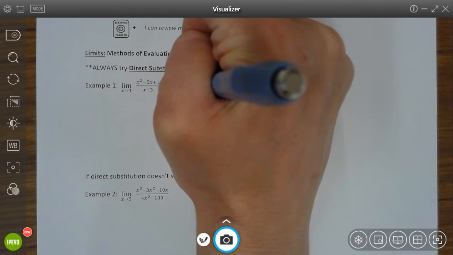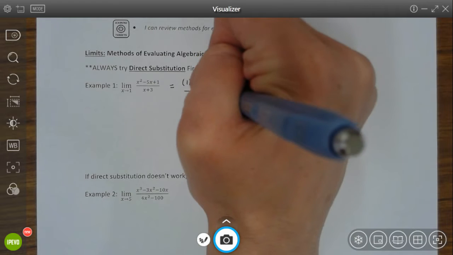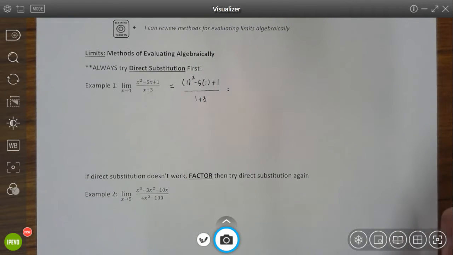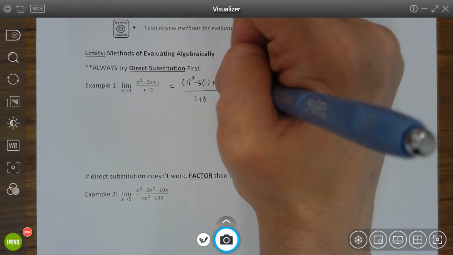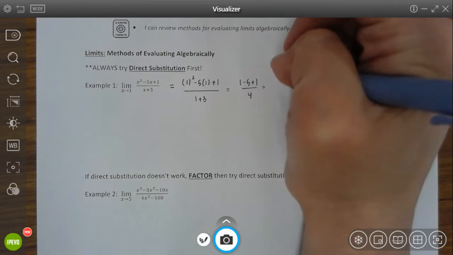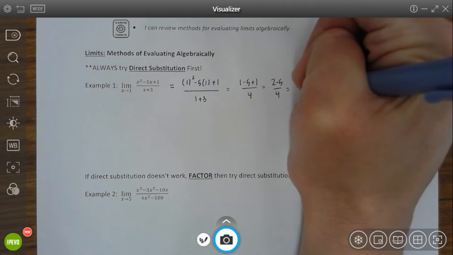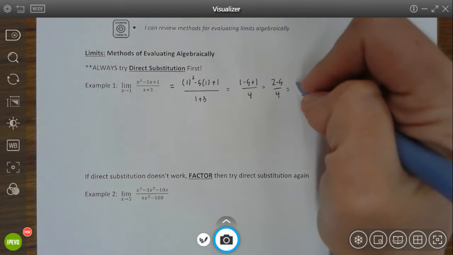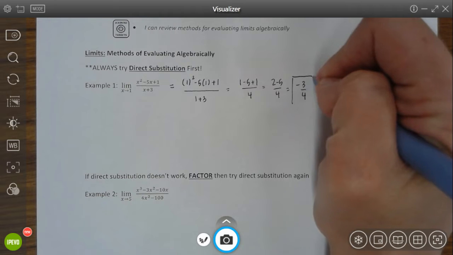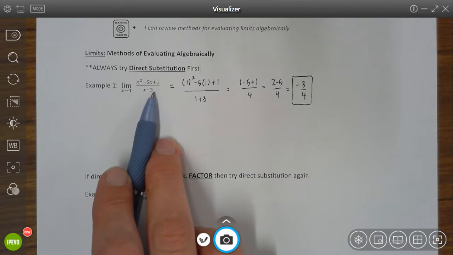So 1 squared minus 5 times 1 plus 1 over 1 plus 3. And I'm just going to simplify the top and the bottom. So 1 minus 5 plus 1 over 4 gives me 2 minus 5 over 4, which would give me a limit of negative 3 over 4. So if this is a numerical value, an integer, a fraction, whatever, that means that our direct substitution worked.